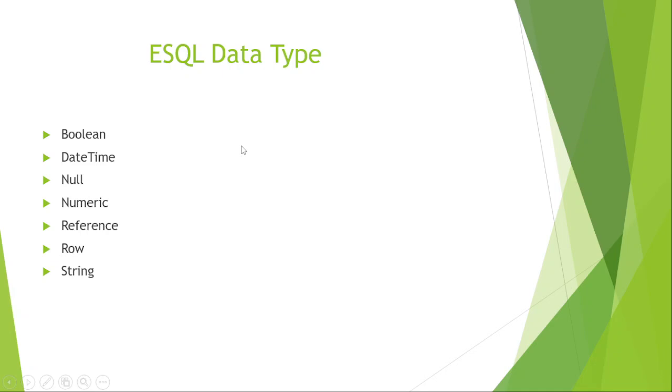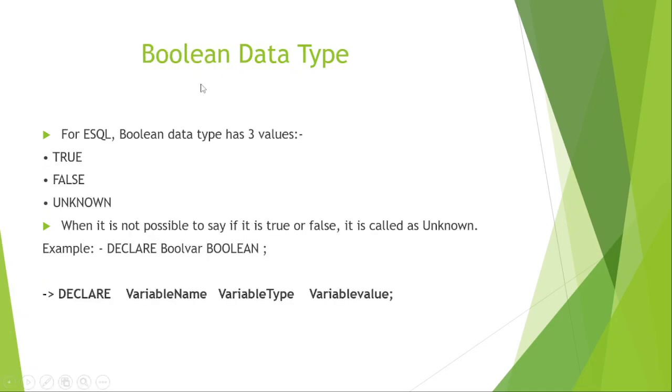So let's first understand the boolean data type. It mainly supports true, false, and unknown. These are the three values for booleans. When the condition is true, it returns true. When the condition is false, it returns false. And when it is not possible to say true or false, it returns unknown. The basic way to declare is DECLARE, variable name, and BOOLEAN. We will see this in detail, don't worry.